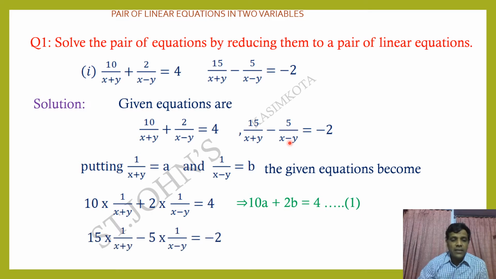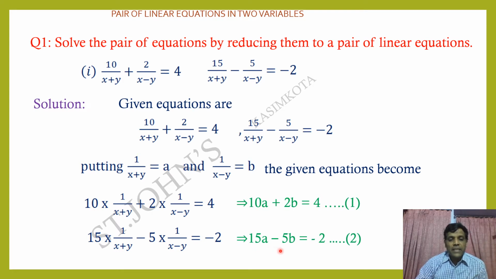Write down the equation: 15 into 1 by x plus y minus 5 into 1 by x minus y equals minus 2. Here 1 by x plus y means a, and 1 by x minus y means b. Substitute these two values in the given equation: 15 into a minus 5 into b equals minus 2. So write down the equation.